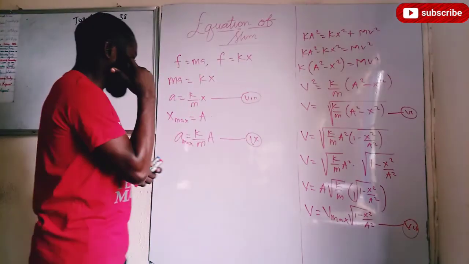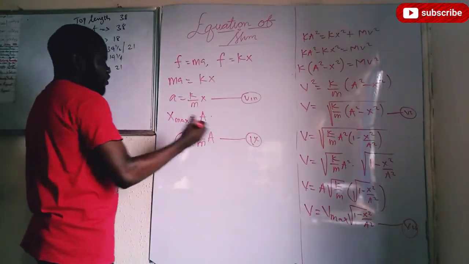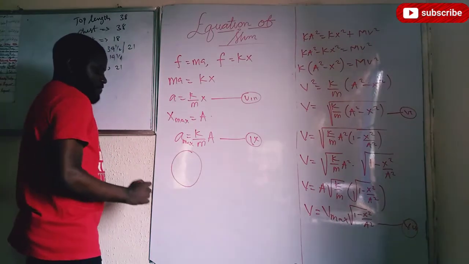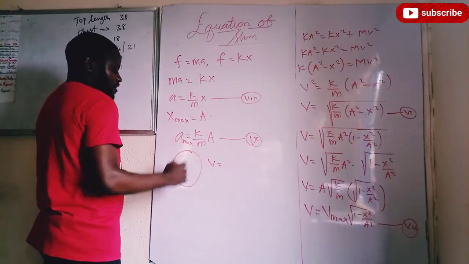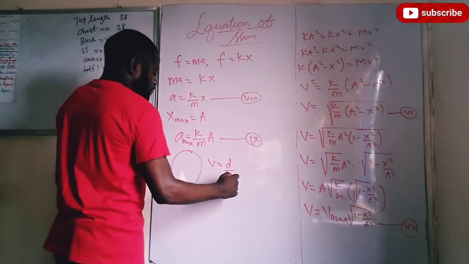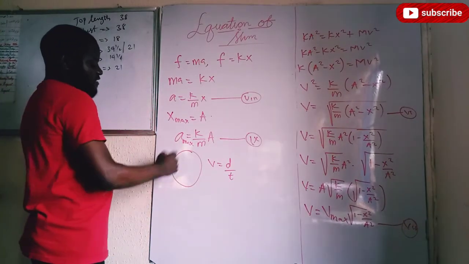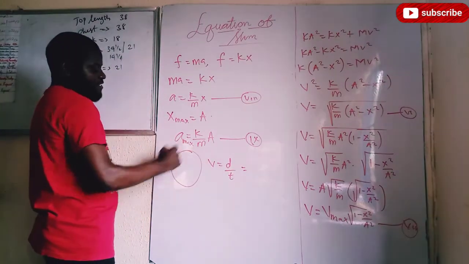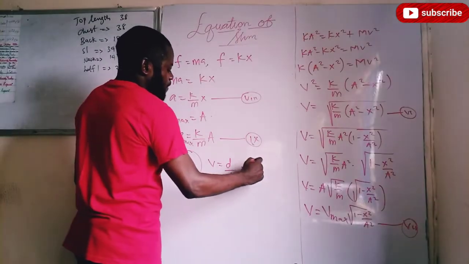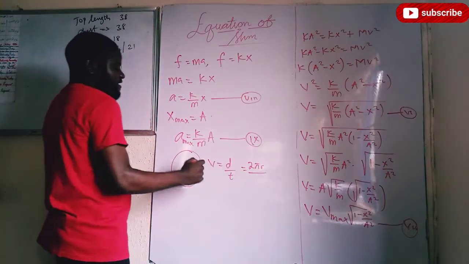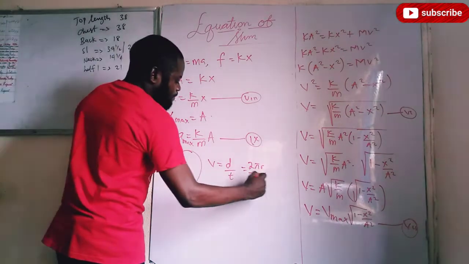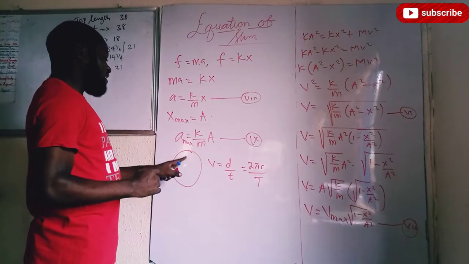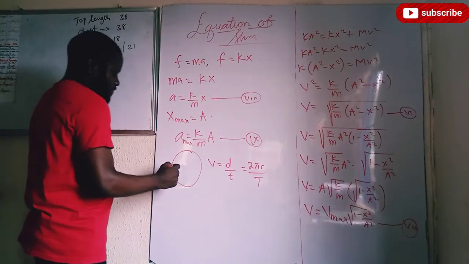So if that should be the case, I can then show that if I have a cycle like this, the velocity is going to be the distance all over what? The time. So if it takes this body the total time, the perimeter of this particular circle is given as 2 pi r, and the time that will take you to complete this is the period, which is T. Are we together?